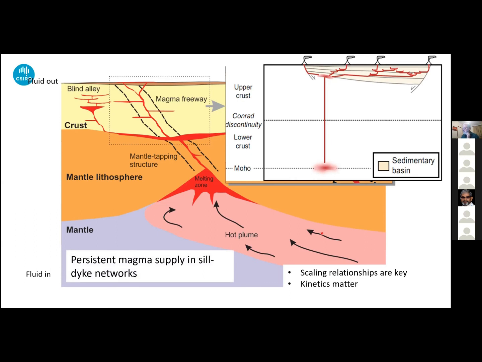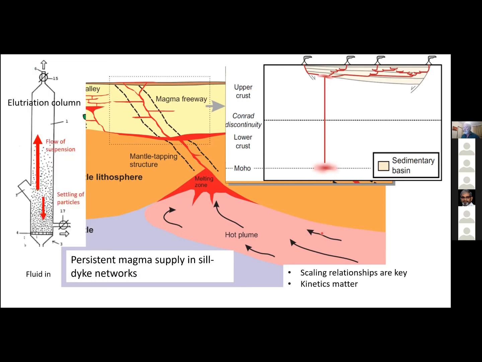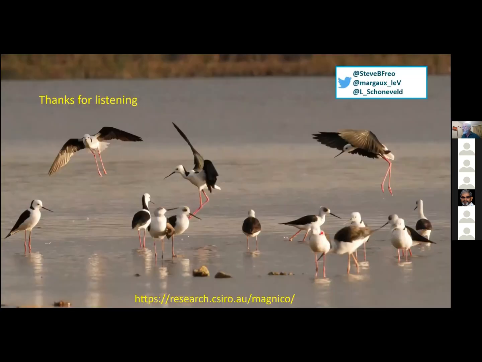So what do we need? We need a persistent magma supply in sill-dike networks, persistent being the key thing to keep the systems open, to give these systems enough time to upgrade the sulfide and develop the kind of sulfide metal tenors that we need. And that's our elutriation column analogy for how it might happen.